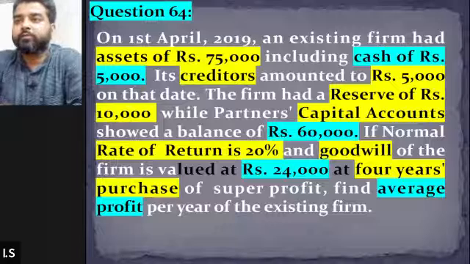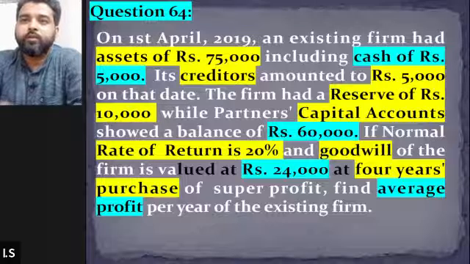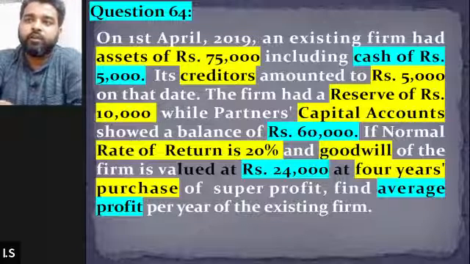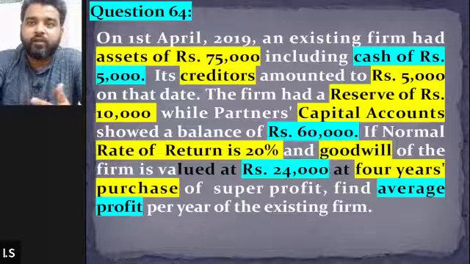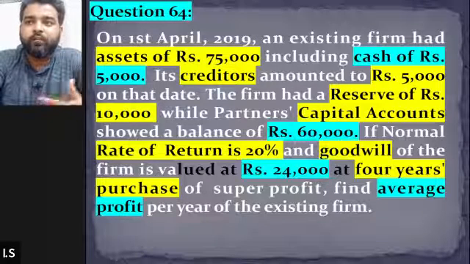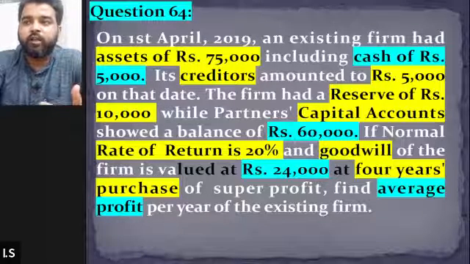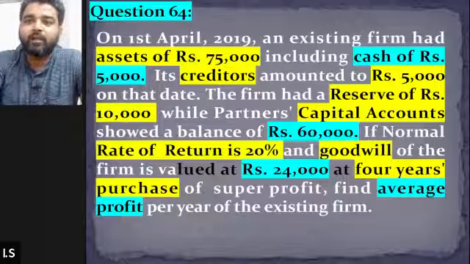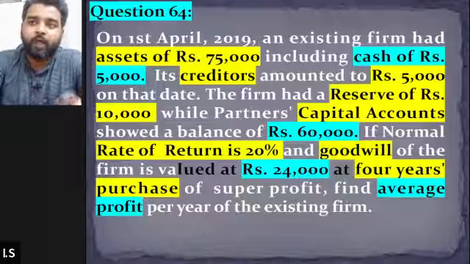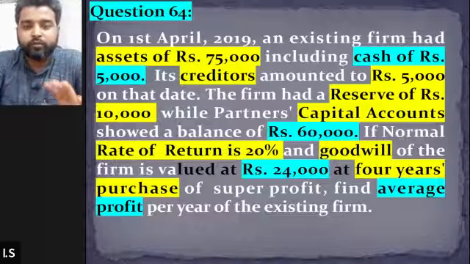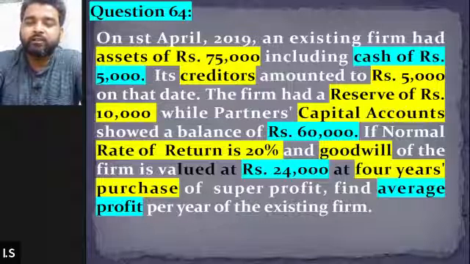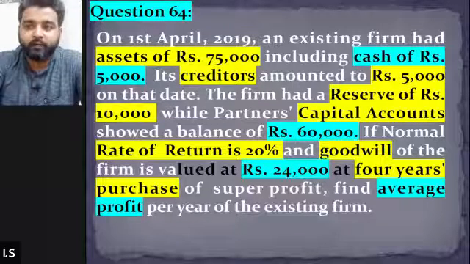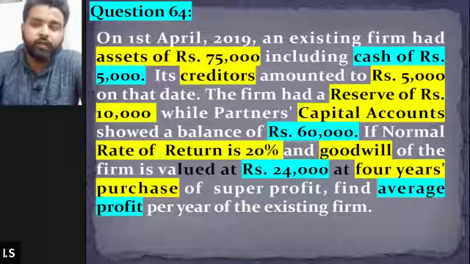Okay, let me explain this question to you. See, in this question, the value of the assets, which is 75,000, is given, cash is given, information about the value of the creditors is also there, value of the reserves and partners' capital account is also given. Apart from the information about the assets and liabilities, creditors and reserve, the question is also telling us the rate of return prevailing in the market. That means ROR is also there, 20%.